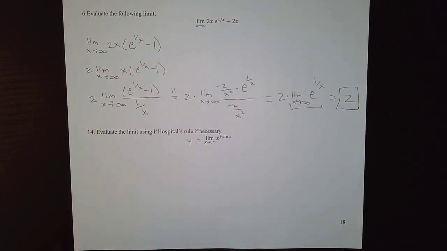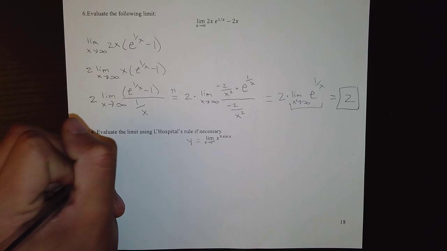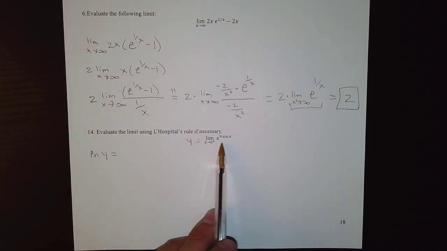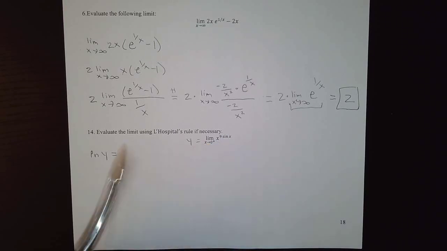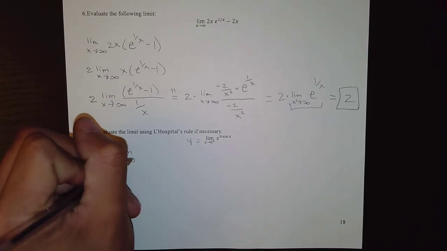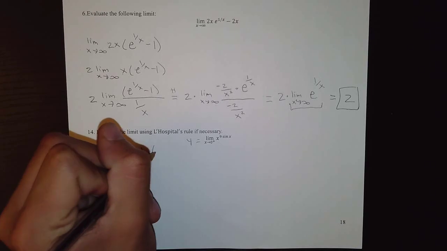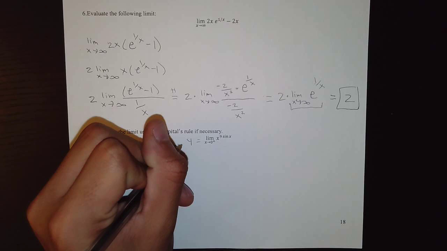And the trick for this problem is to take the natural log of both sides. So the natural log of y is equal to, and when we take the natural log of the right hand side, the natural log function can move in the limit function. So I'll write it as the limit as x approaches 0 to the right of the natural log of x to the power of 9 sine x.